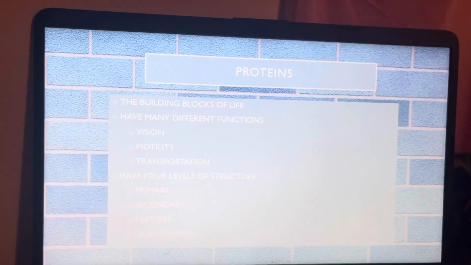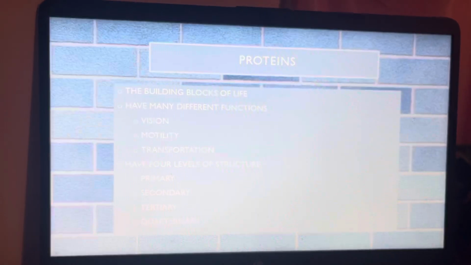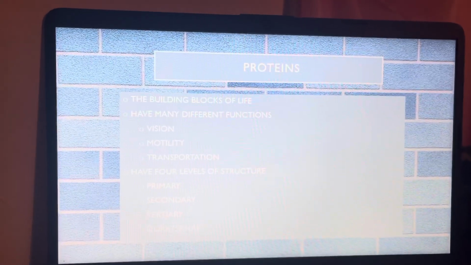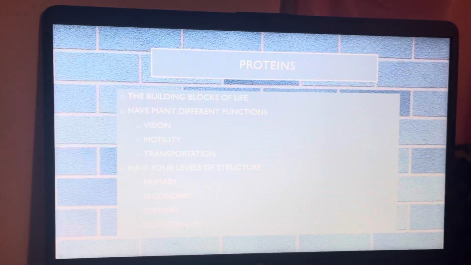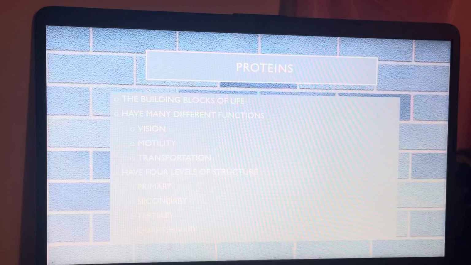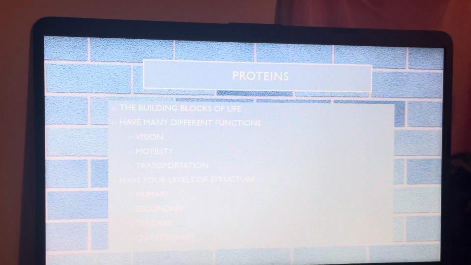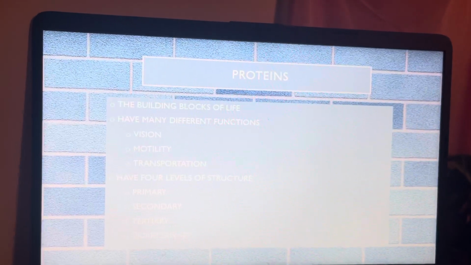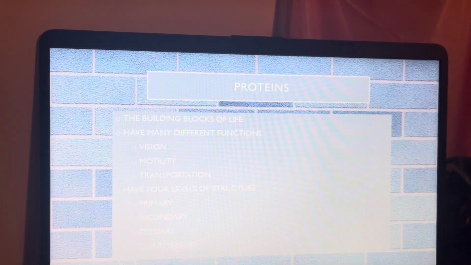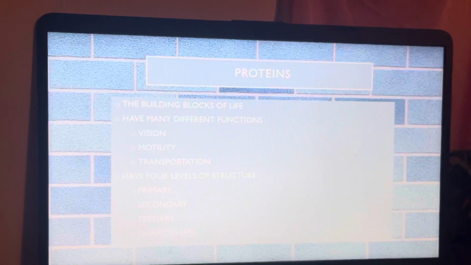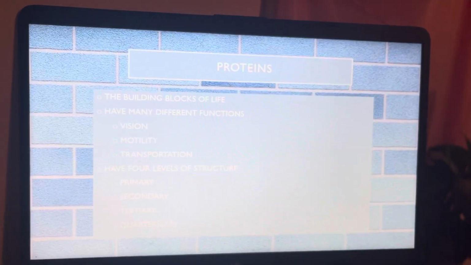Proteins could be considered the building blocks of life, since they have many different functions in both prokaryotic and eukaryotic organisms. Some of the functions in humans, which are eukaryotic organisms, include vision, motility, and transportation of molecules from cell to cell. Proteins have four levels of structure: primary structure, secondary structure, tertiary structure, and quaternary structure.